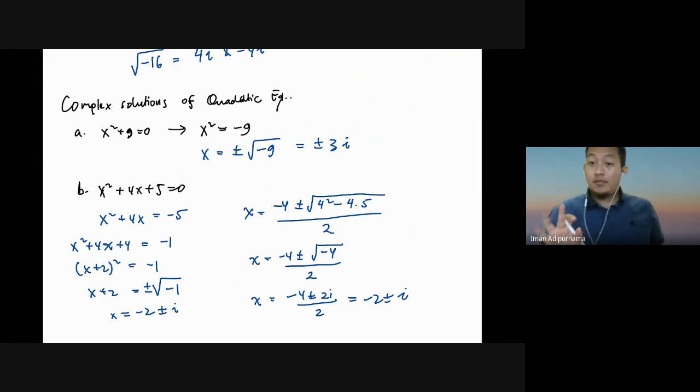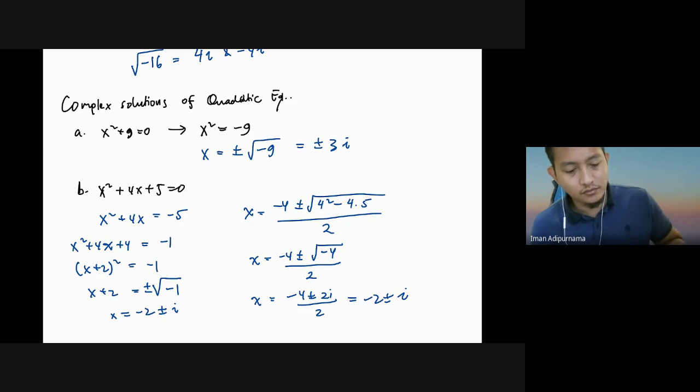Okay. I think that's all for the complex numbers, because all the idea is still the same. The difference is on how we find the solution, which is they include the imaginary part in the solutions. Then let's move on to inequality.